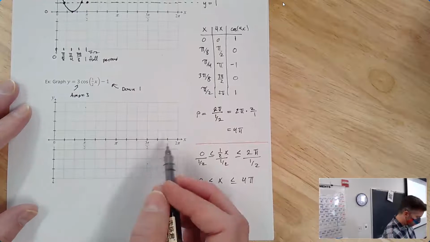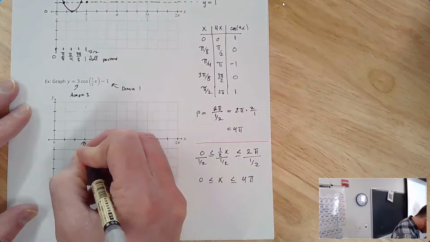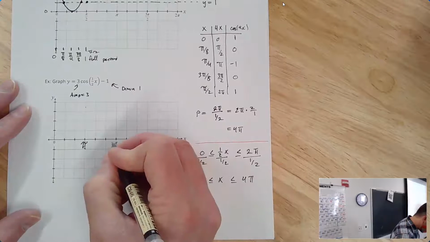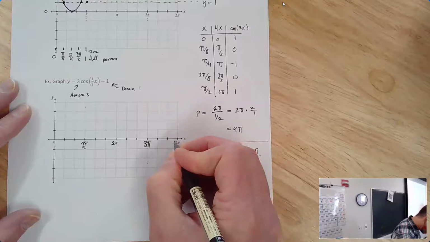So I need to change my, so I was a little over. I'm going to change these. I'm going to make this pi instead of pi over 2. This is 2 pi. This is 3 pi. This is 4 pi.